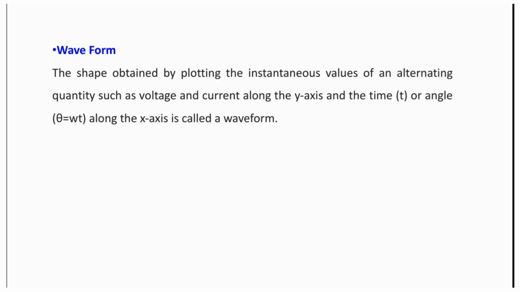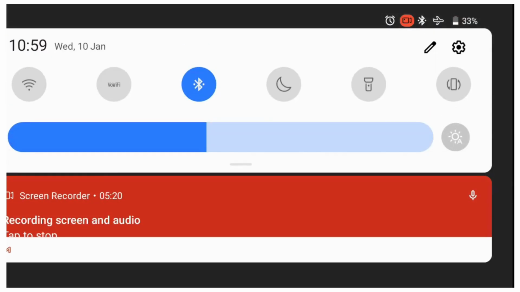For a sinusoidal voltage waveform, the corresponding mathematical expression is v = Vm sin omega t. For the current waveform, i = Im sin omega t, where Vm and Im are the constant values of your waveform. The sin omega t terms represent the instantaneous values of your waveform. This collection of instantaneous values forms a waveform.